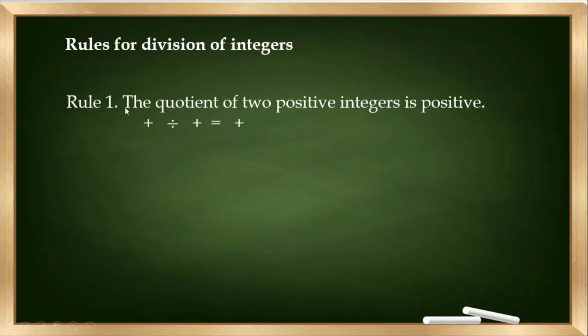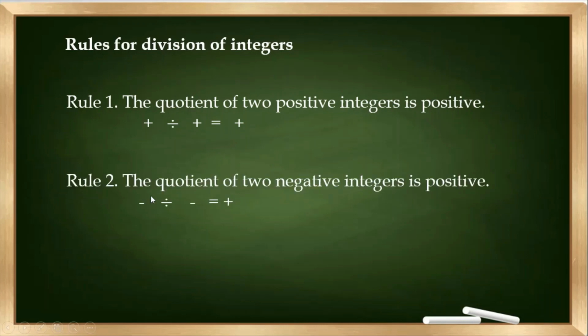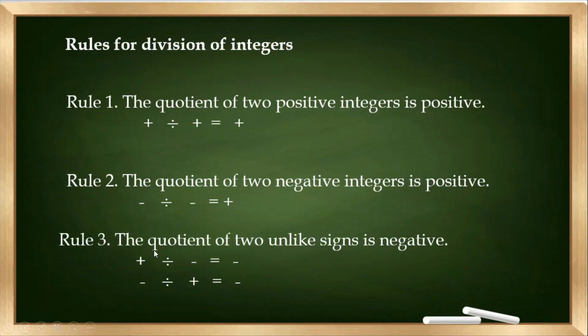As a recap, the quotient of two positive integers is positive. So, positive divided by positive is equal to positive. The quotient of two negative integers is positive. So, negative divided by negative is equal to positive. And the last one is the quotient of two unlike signs is negative. So we have positive divided by negative is equal to negative, and negative divided by positive is equal to negative. Those are the rules for division of integers.